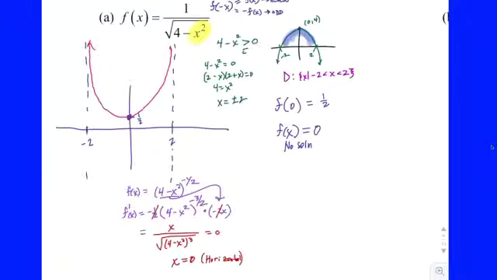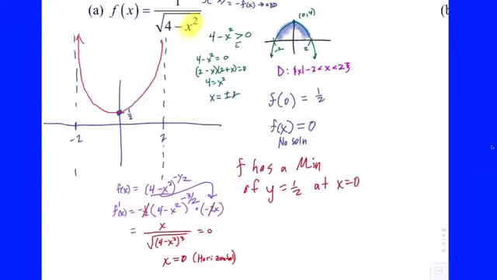And so we can now answer the question, right? F has an absolute min of y equals 1/2 at x equals 0. It's also a local min, yes? But it's also the absolute min. Does it have an absolute max? No. So we'll say no max value. How about that?